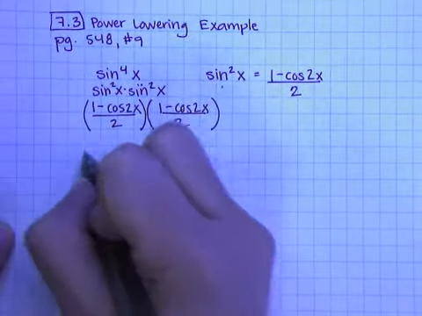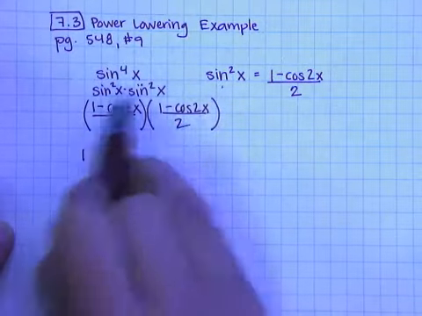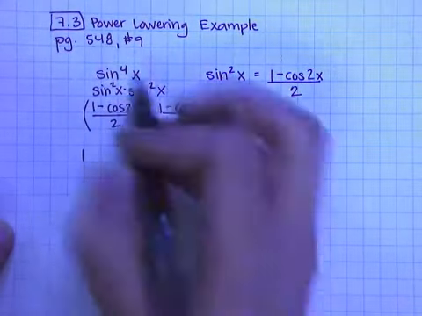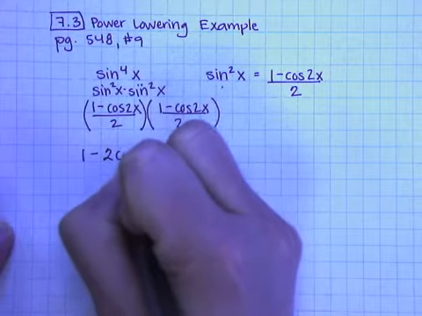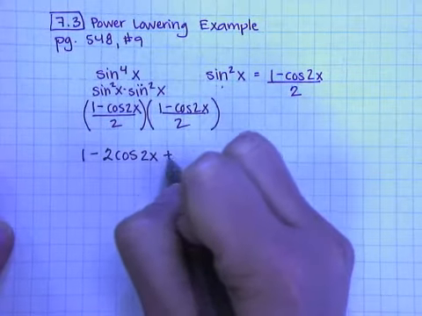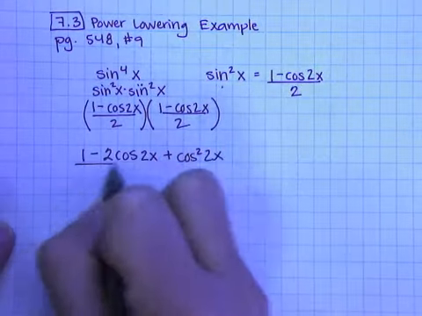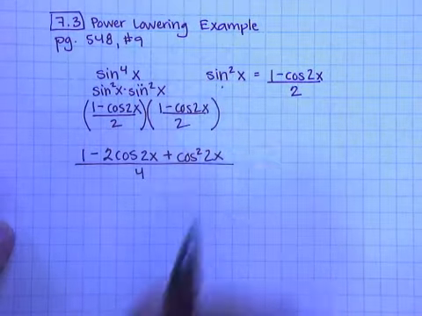And then when I FOIL this out, I'm going to get 1, because 1 times 1 is 1. I'm going to get a minus cosine 2x, and a minus cosine 2x is a minus 2 cosine 2x. And then a minus times a minus is a plus cosine squared 2x. And all of this is over 4.